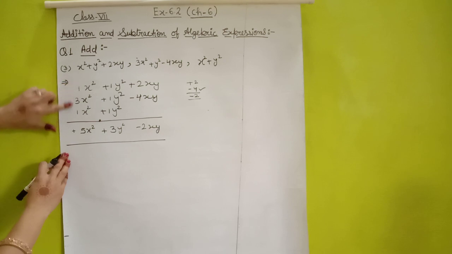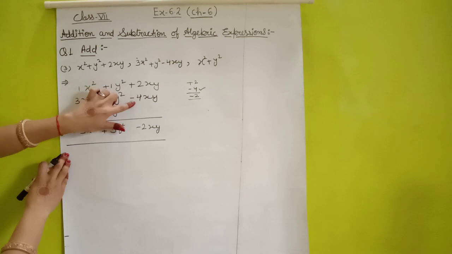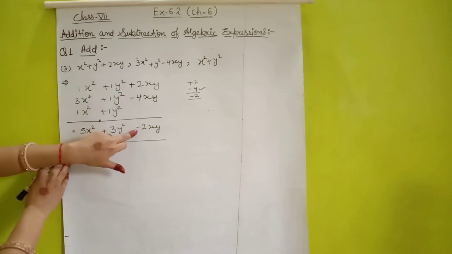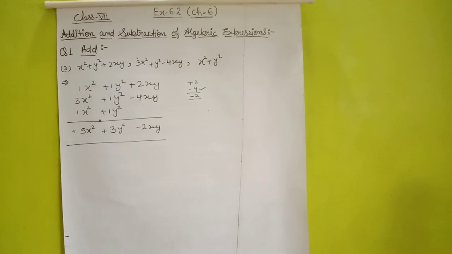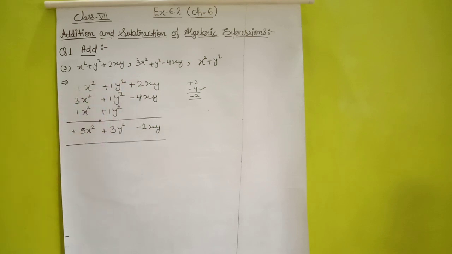Students, here it was easy because all are having plus sign. This was also having because all are having plus sign. But here signs are opposite. So plus minus will be minus. 4 minus 2, 2. And the sign of the greater number will come, minus. Okay. So this was your question number 3. When equations are long, you can use this column method.